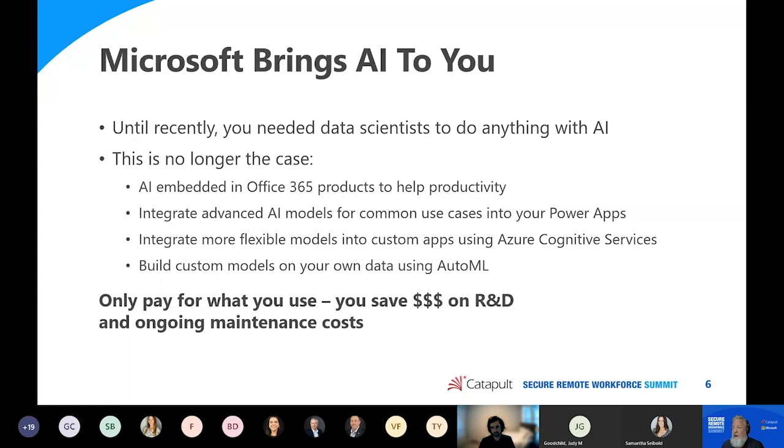And so whether it's using these functionalities in Power Apps, or in Azure Cognitive Services, or in Outlook, actually, in your day-to-day interaction with your fellow workers. The nice thing is you only pay for what you use, right? And so the savings are there to save a lot of money on R&D and ongoing maintenance.